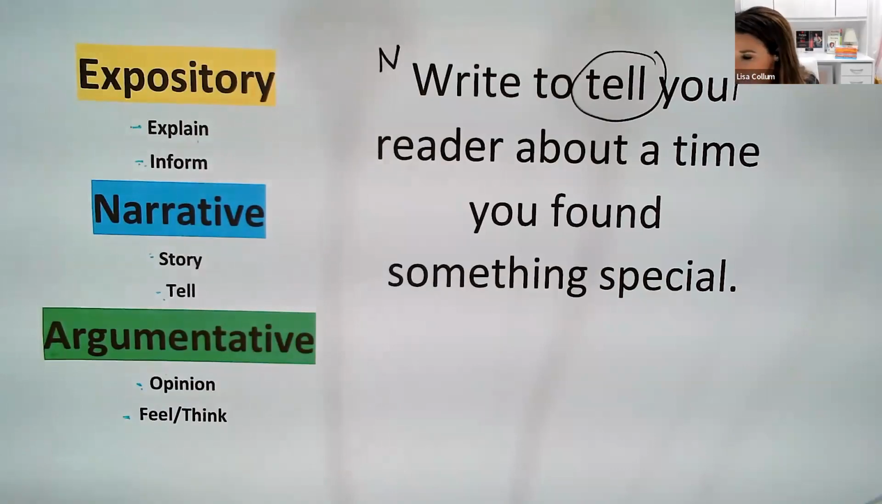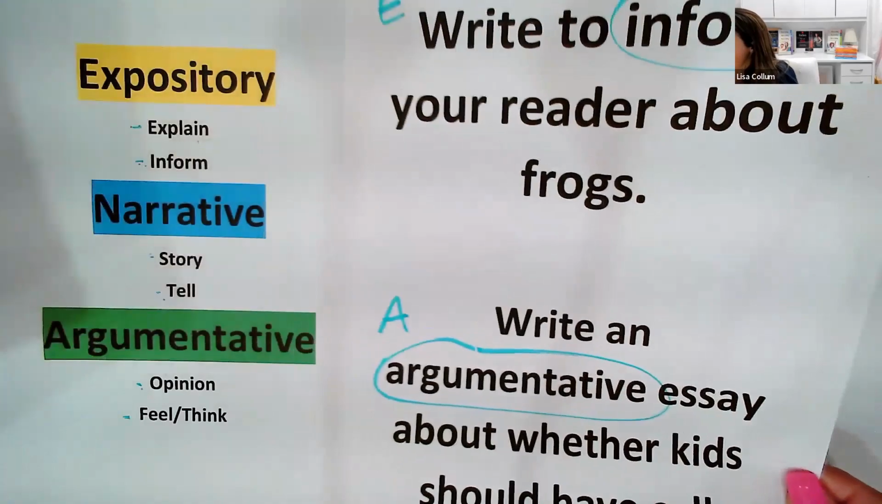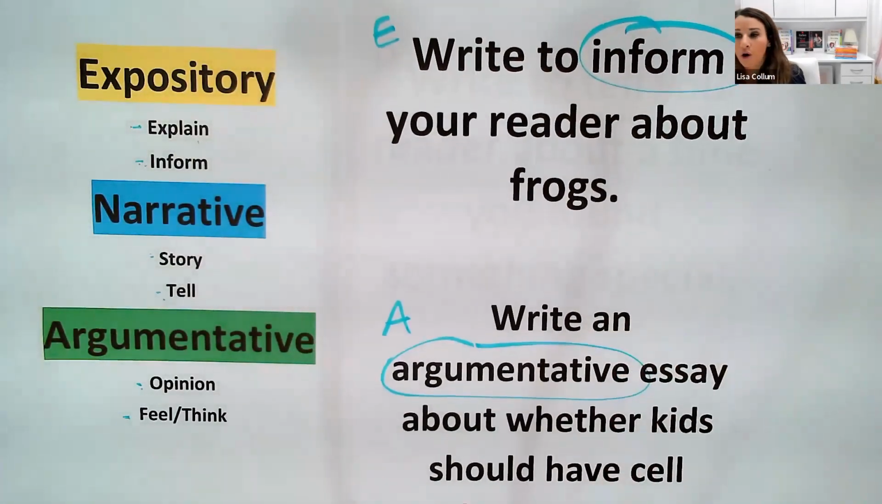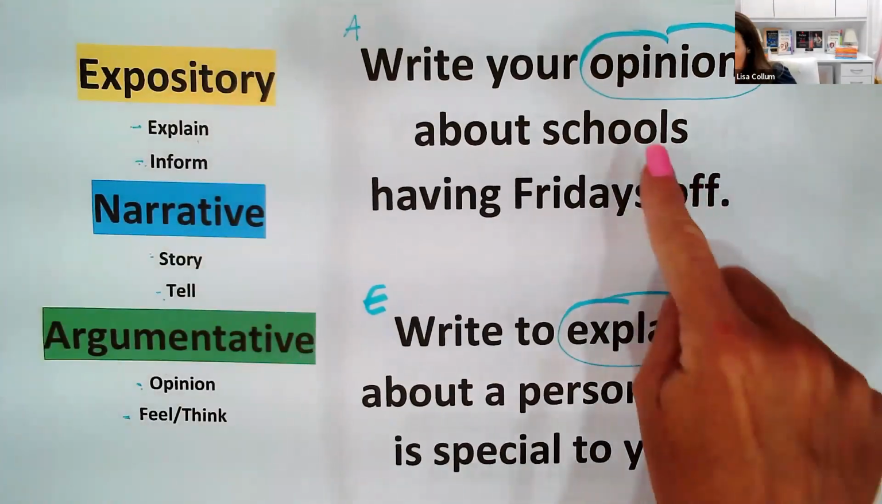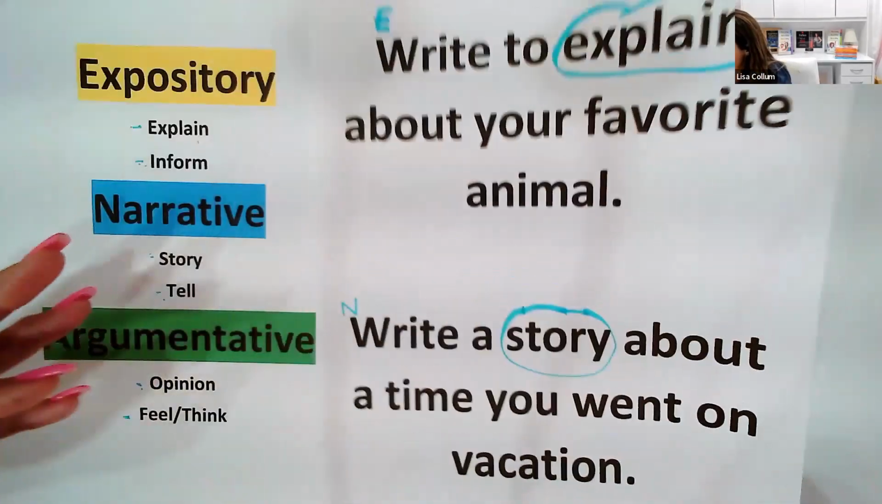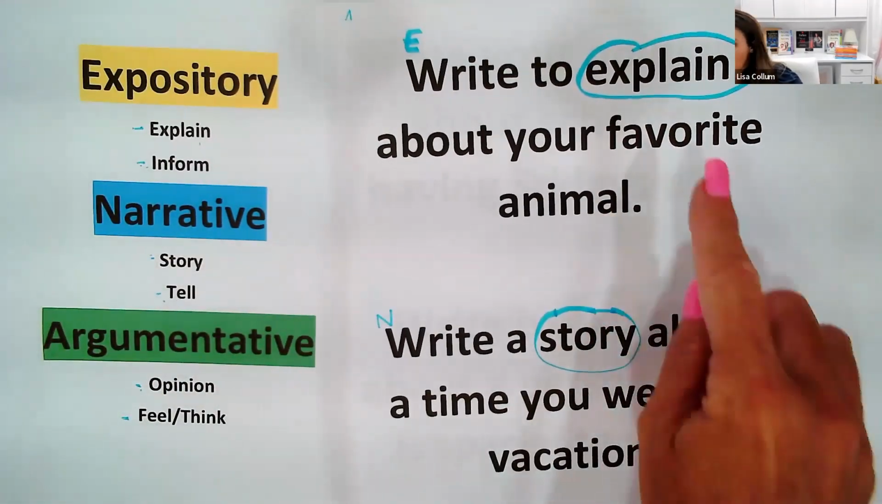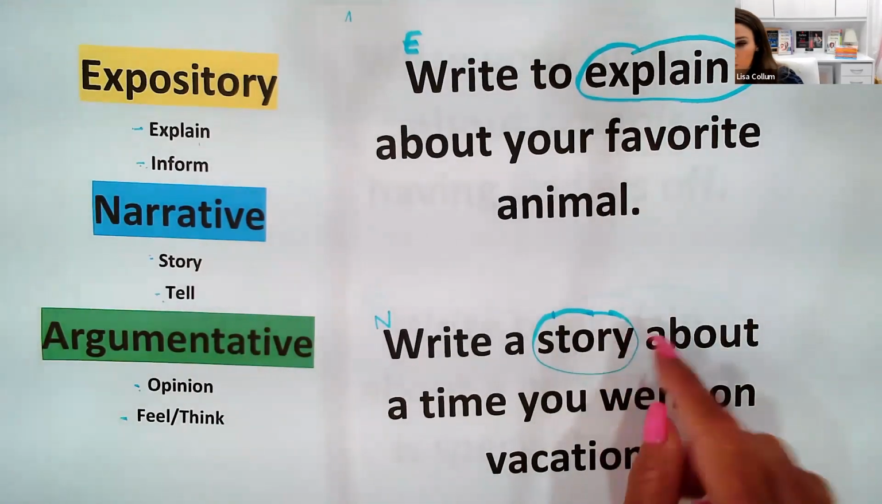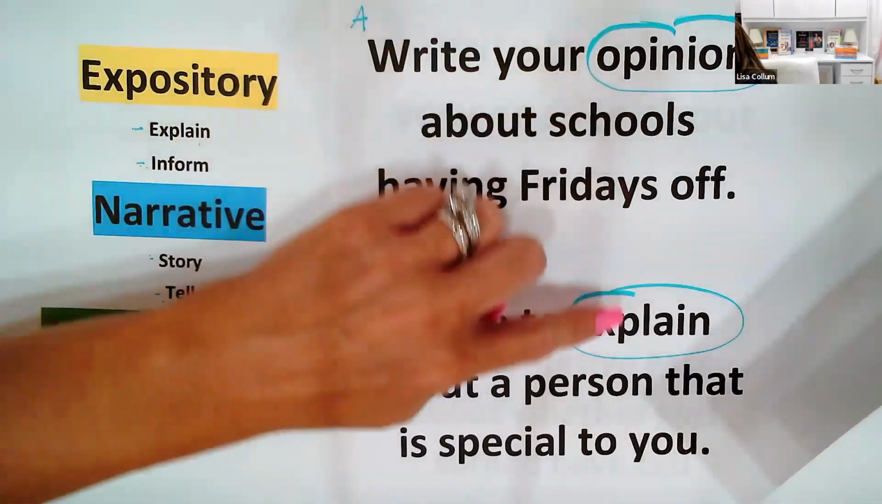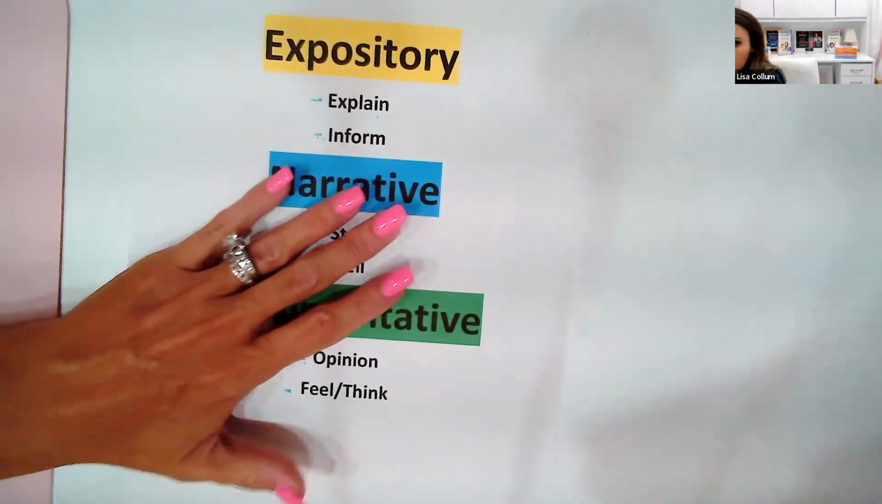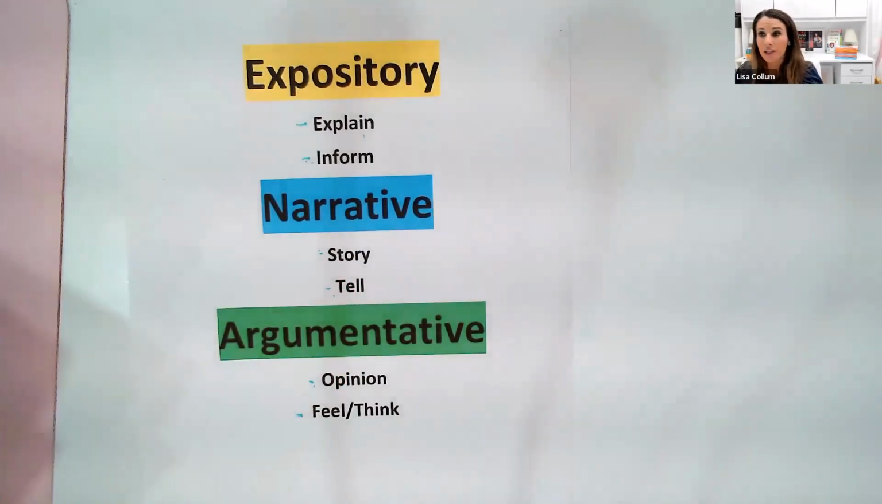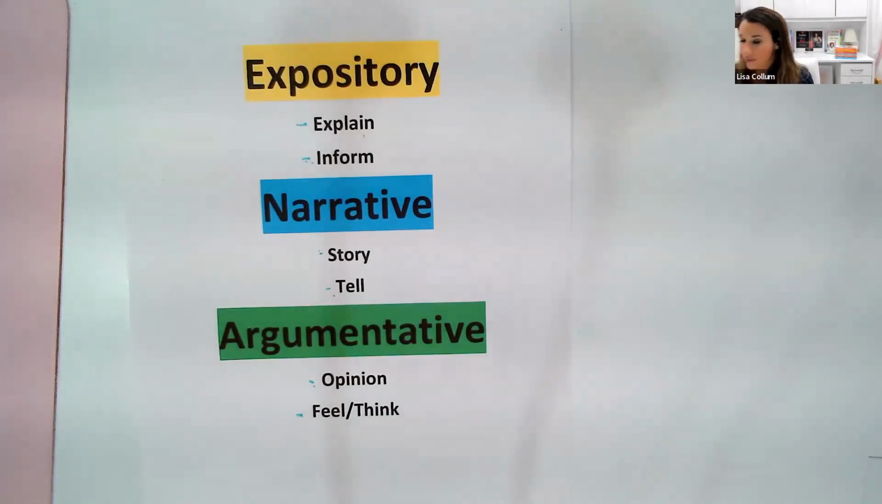Now, as a reminder, all these that we just went over, these are prompts. The prompts tell you what to write about. And when you read the prompt, you're looking for these keywords. Okay? You're looking for these keywords as you read the prompts. And that's going to tell you what type of essay you're writing is by looking at those keywords. And you will know if you're writing an expository, a narrative, or an argumentative.